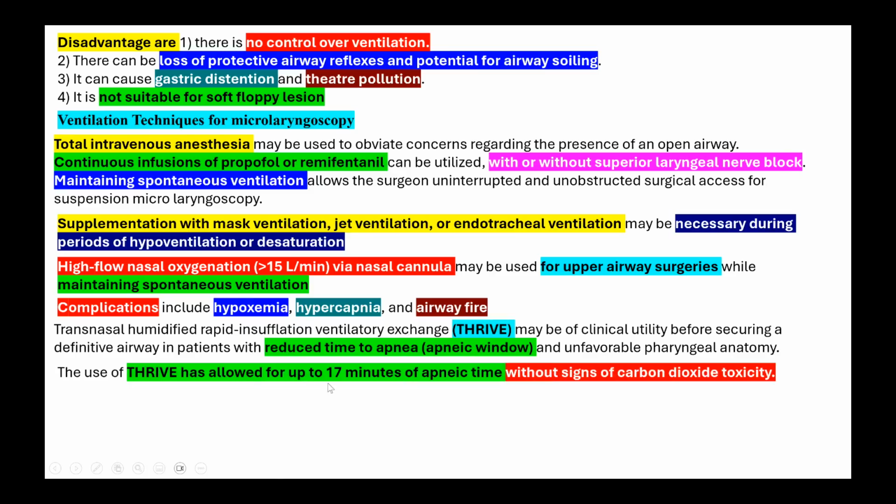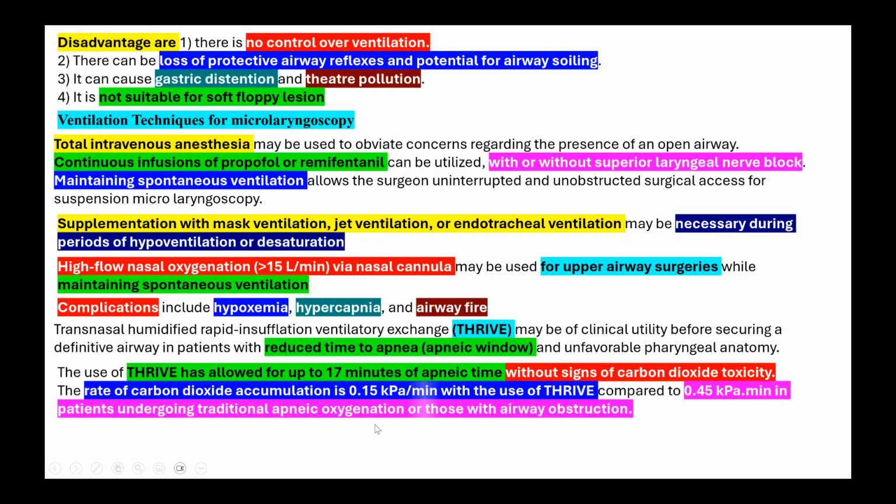And this has allowed up to 17 minutes of apneic time without signs of carbon dioxide toxicity. Because of the high flow that you are using, even the carbon dioxide gets washed out and does not accumulate like in the earlier days. So this is the advantage of THRIVE. And the rate of carbon dioxide accumulation, I asked you the question, but here the answer is 0.15 kilopascals per minute with THRIVE, whereas it is 0.45 kilopascals with traditional apneic oxygenation. So 1 kilopascal, all of you know, is 7.5 millimeters of mercury. So roughly less than half.